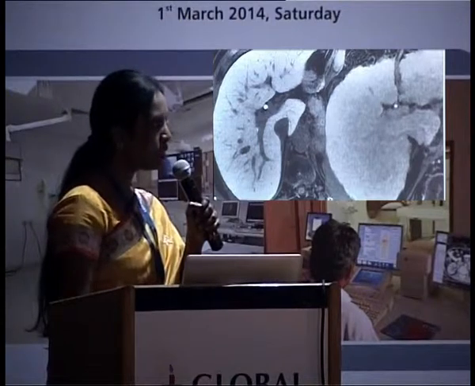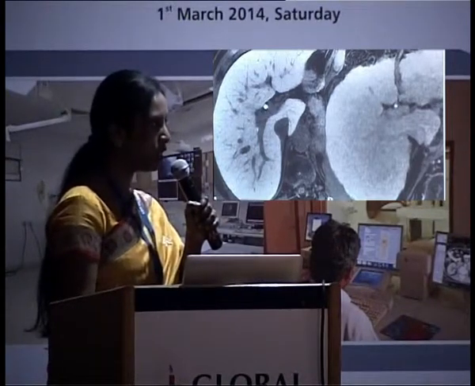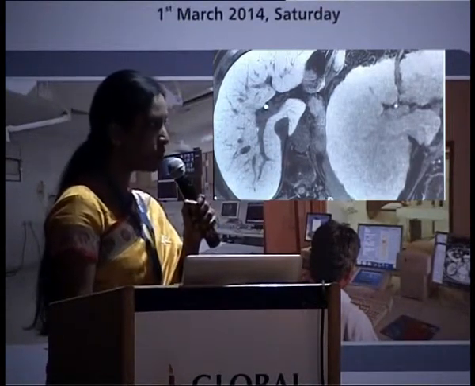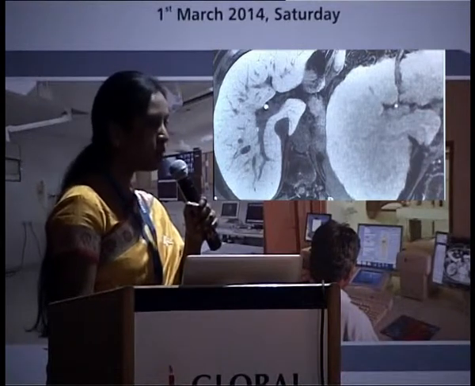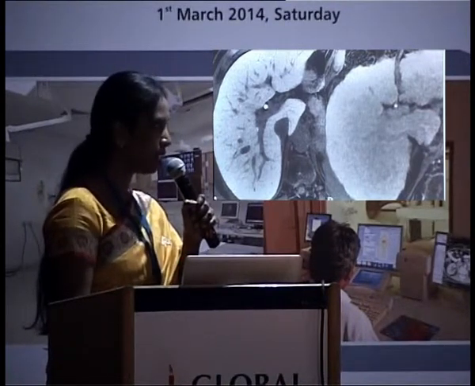Whereas on this you can see the vascular structures are not clearly demarcated, and this is a cirrhotic liver. You're not seeing the vascular structures well, probably because of the abnormal perfusion in a cirrhotic liver.